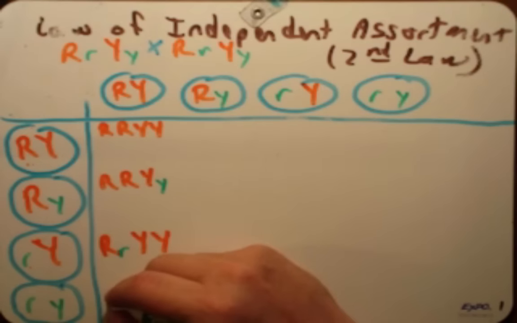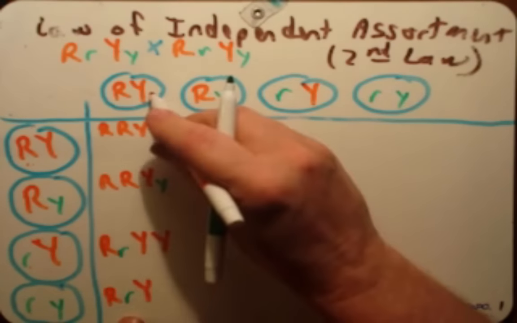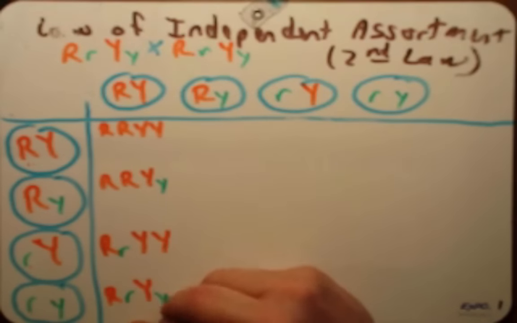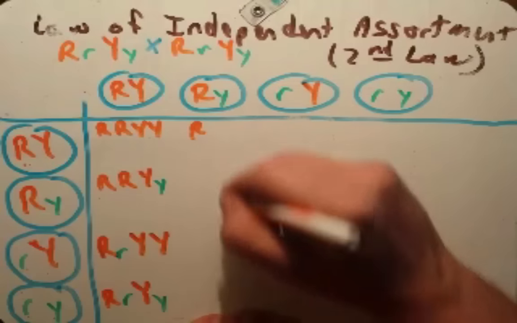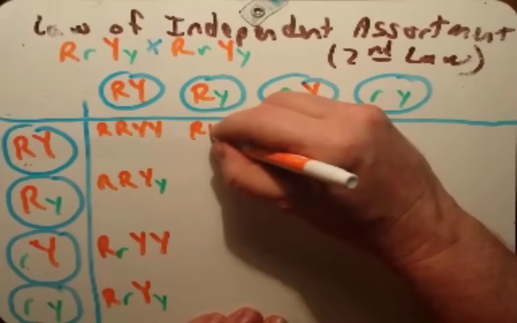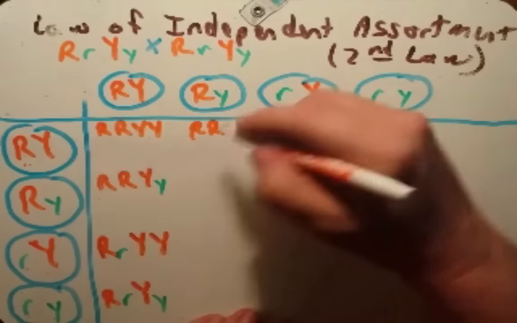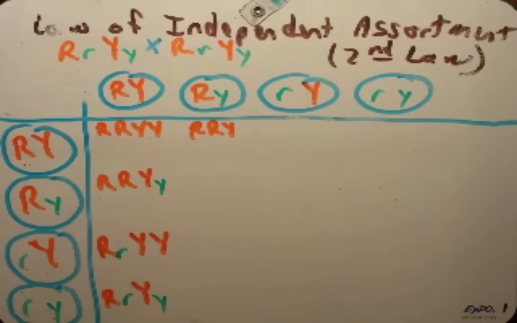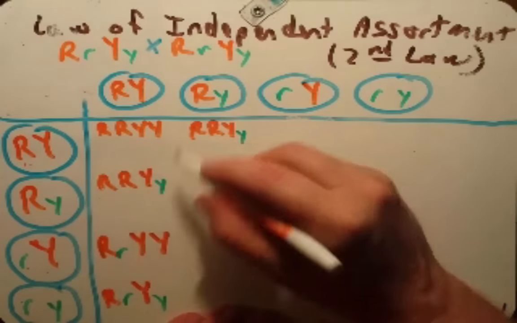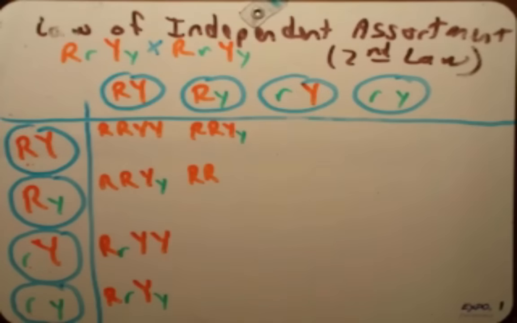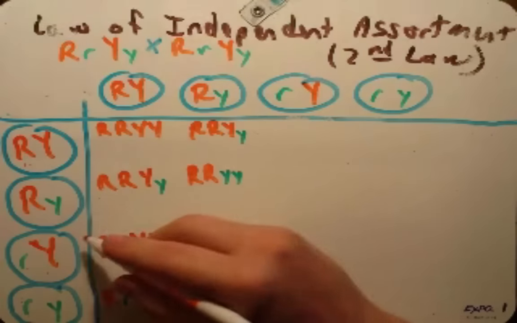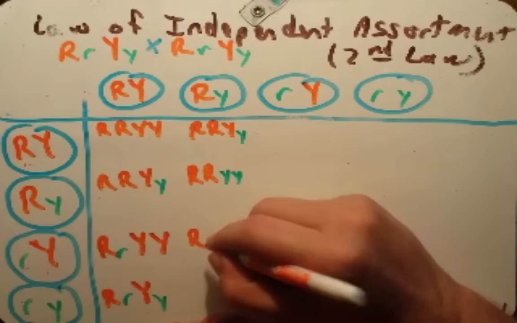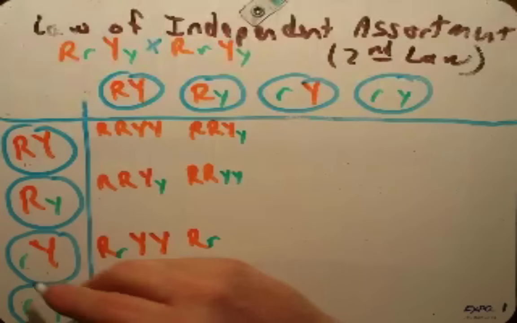Over here you're going to have a big R and a little r, and a big Y from this parent and a little y from this parent. Over here you're going to have a big R from this parent and a big R from this parent, a big Y from this parent, and a little y from this parent. This one here, we're going to have a big R from both parents, and then a little y from both parents, from here and from here. This parent, we're going to have a big R from this parent and a little r from this parent.